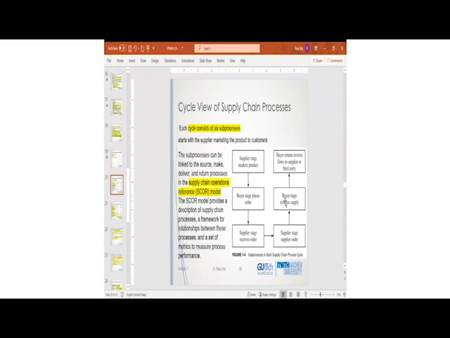And this concept is reflected in the supply chain operation reference model, which is the SCOR model. But as I said, in this book, rather than the SCOR model, we are focusing on the cyclic view of supply chain. So just to finish this part, each supply chain includes 4 cycles, and inside each cycle, we can divide each cycle in some sub-process between supplier and buyer.